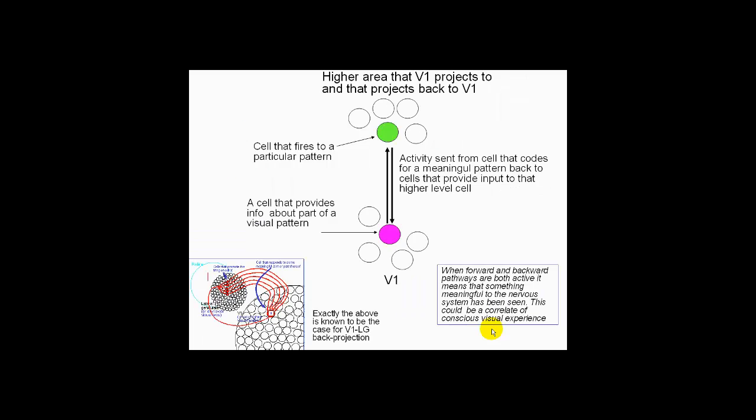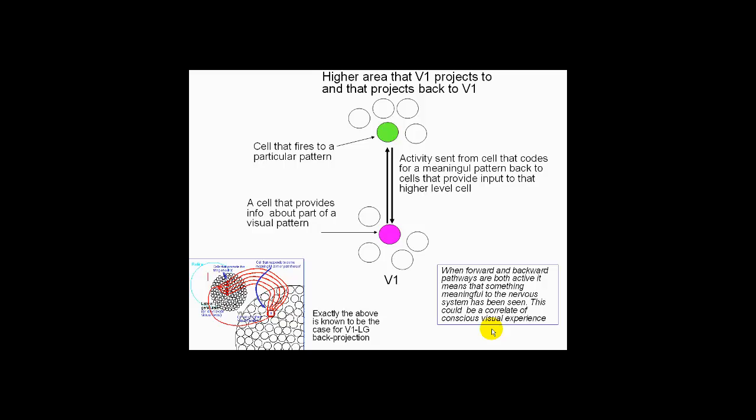So the concept then is something like this. If here is V1 and here is, let us say, V2, V4, V3, something like that, some next higher area up. Suppose that this is a cell in this higher area that responds to, that has innervation from this area such that it will respond to a particular pattern down here. And suppose this is a cell, one cell that contributes to the fact that this pattern is recognized.